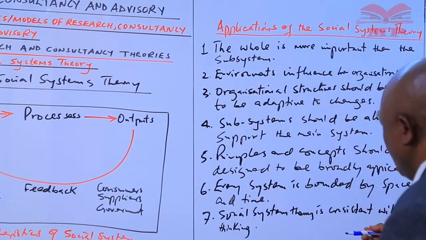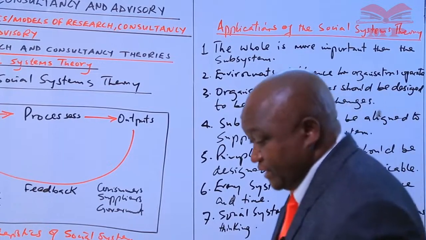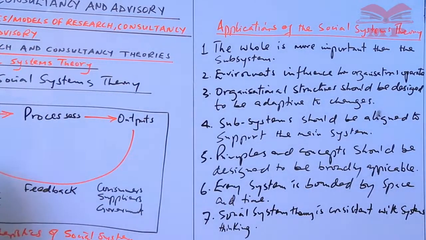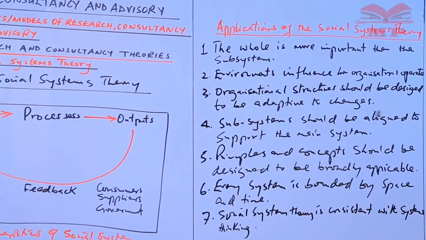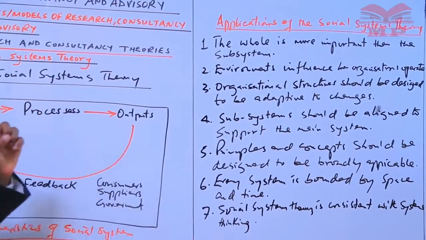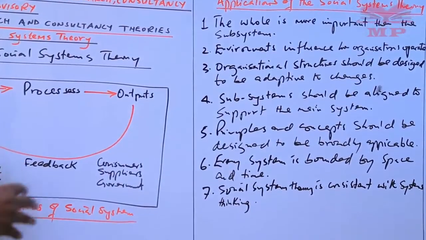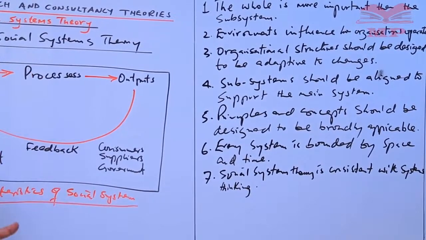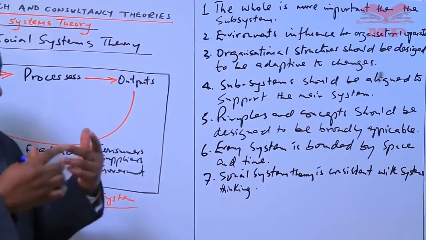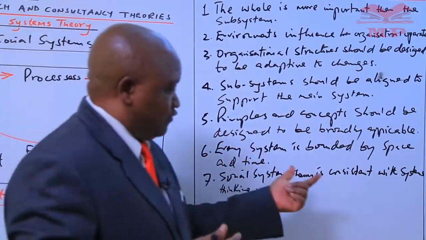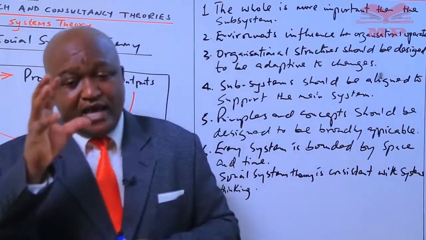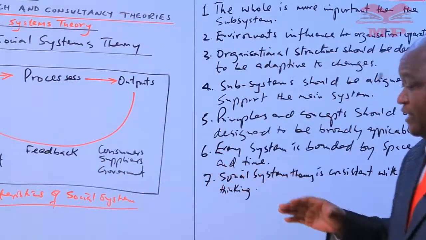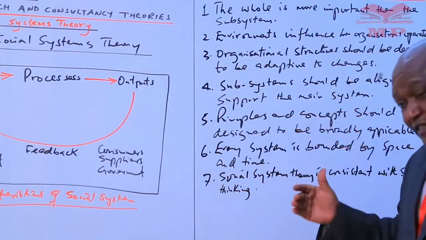Social systems theory is consistent with systems thinking. So basically what this implies is that in any given organization, though you have subsystems, sections in a department, and processes like input, processing, outputs, and others, it is important to ensure that for effective performance, there must be one approach for the whole organization. The whole organization must look at issues holistically.